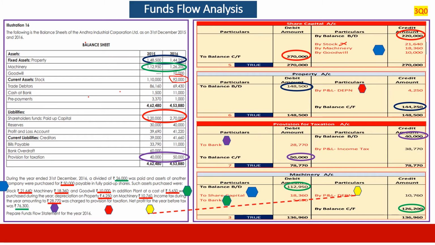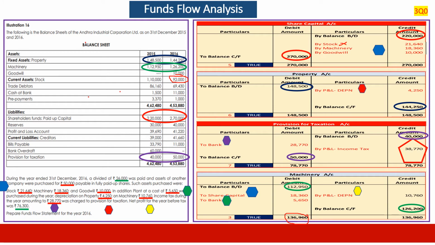Then if we take opening balance 112,950, plus 18,360, this total is 136,960, and it is also indicated here that the depreciation involved with machinery is 10,760, which totally balances the account. There is no missing item in machinery account. There is no missing item in property account because it is all matched, and there is no difference in share capital account except for this 50,000.